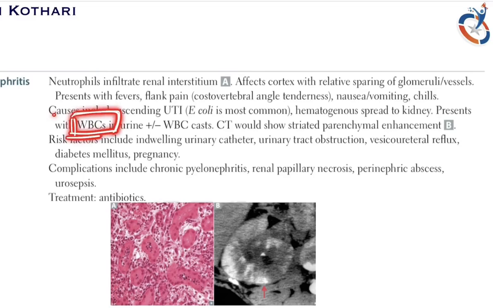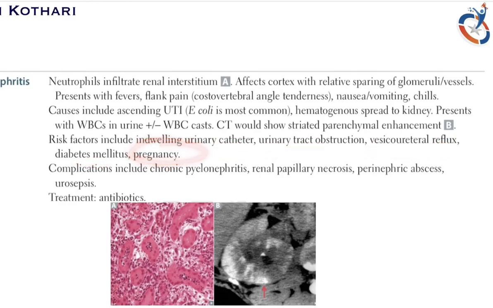Now, in acute pyelonephritis, there is presence of WBC in the urine. This is the distinguishing feature. There is presence of WBC in the urine with or without WBC casts. Okay, and the CT scan would show striated parenchymal enhancement, as I have pointed over here. This is a striated parenchymal enhancement in the CT scan. Now, the risk factors include indwelling urinary catheters, urinary tract obstruction, vesicoureteral reflux, diabetes mellitus, and pregnancy. Am I clear?